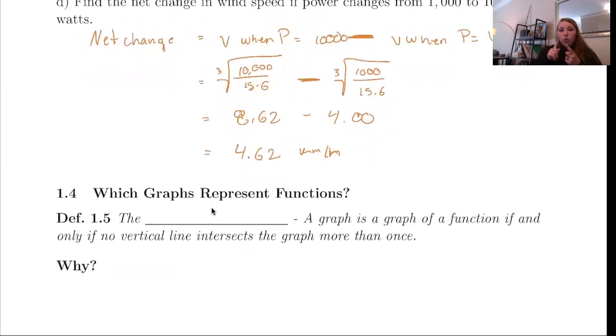We've talked about which charts are functions, which equations are functions, and now we're going to talk about which graphs are functions. All right. So how can I just look at a graph and be like, that is a function? We use something called the vertical line test. There's also a horizontal one. The vertical line test says that a graph is a graph of a function if and only if, so it goes both ways, if no vertical line intersects the graph more than once.